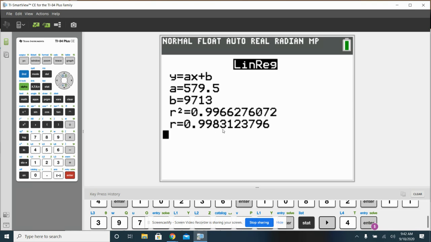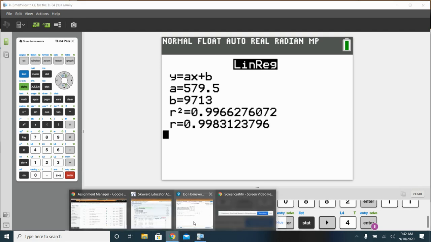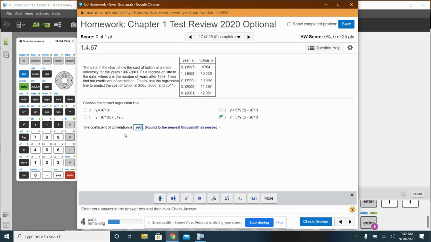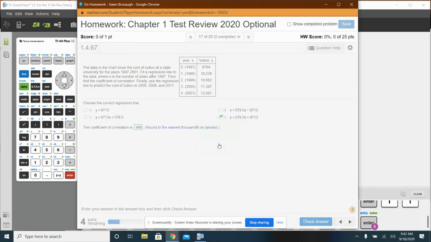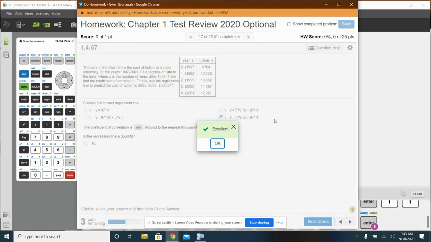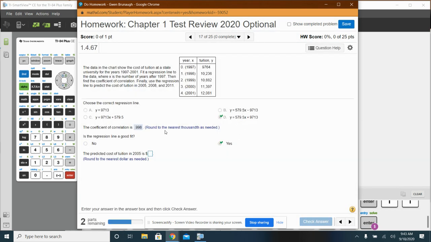You have to round it appropriately. Some of you might have to round in this area. My 3 makes the 8 stay, so mine is 0.998. Now, the next thing you're going to ask is, is this a good fit? Yes, it's close to 1. It is a good fit. So this is the only one that you technically need a calculator for. Everything else here we can do just by knowing this equation.